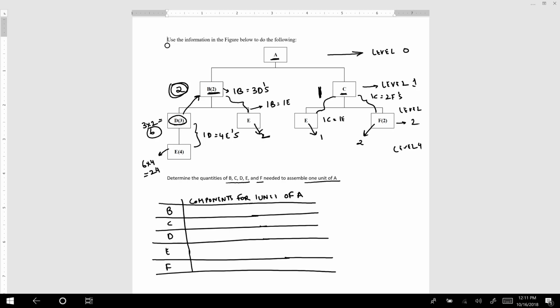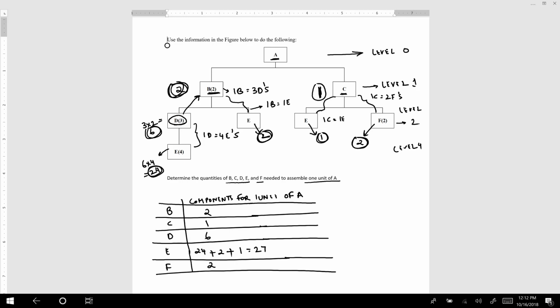So if you see, our answers would be these. For the components, to manufacture one unit of A, I would require 2Bs, and then 1C. How many Ds do I require? I require 6Ds. How many Es? I require 24 on this leg, plus 2 on this leg, and then 1 on this leg, that is 27Es I will require. How about F? I require 2Fs. So this is how you will be solving problems on bill of material.